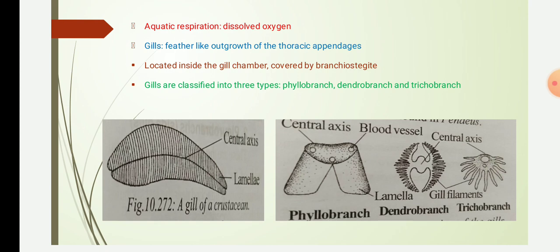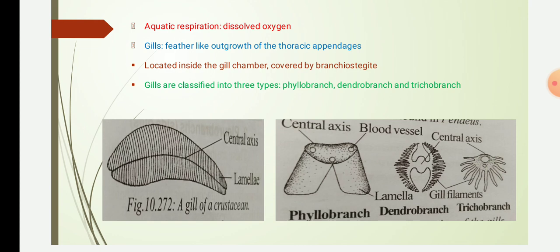This whole gill chamber is covered by the branchiostegite. In the picture, figure 10.272, is a gill of a crustacean, a simple structure. Gills are crescent shaped, and each gill has a central axis and two or more rows of lateral lamellae.